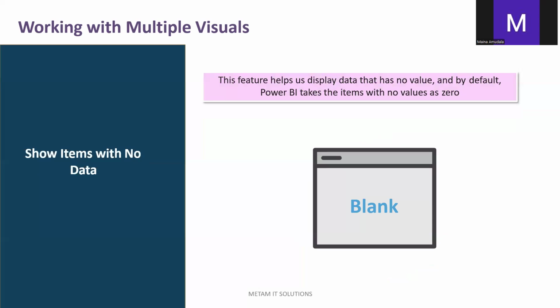The next one is show items with no data. This feature helps us display data that has no value. By default, Power BI takes items with no values as zeros. When you don't have any value, it gives you a blank representation. When showing items with no data, we can see this blank representation while working with multiple visuals.